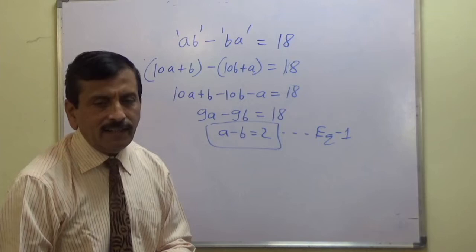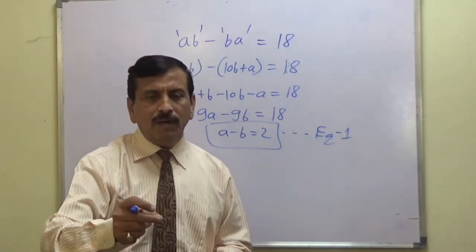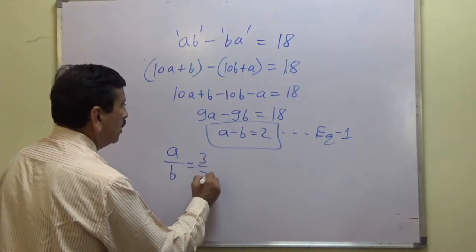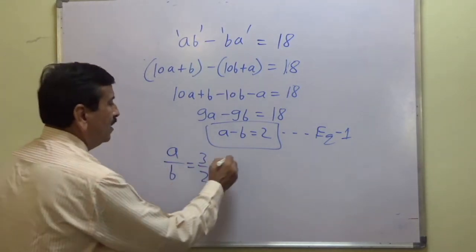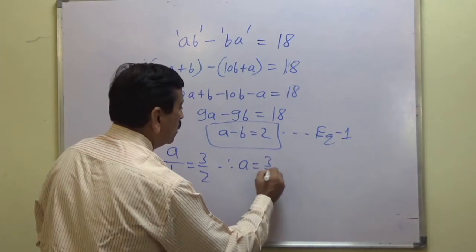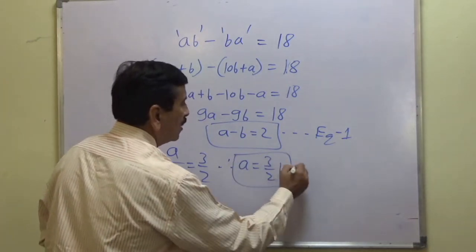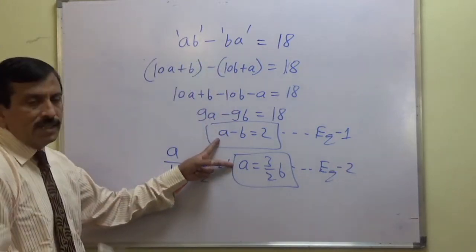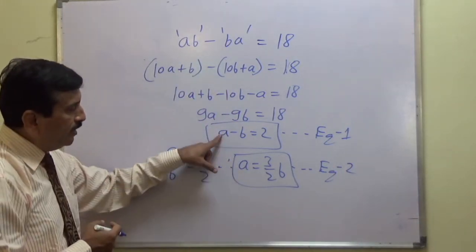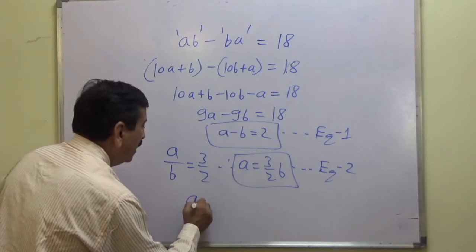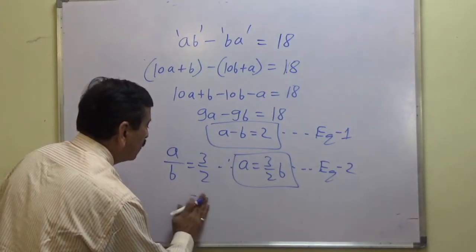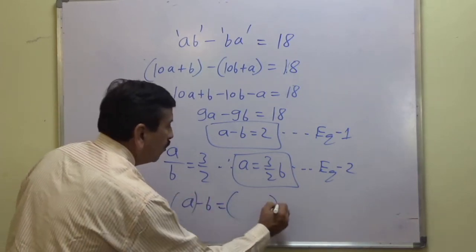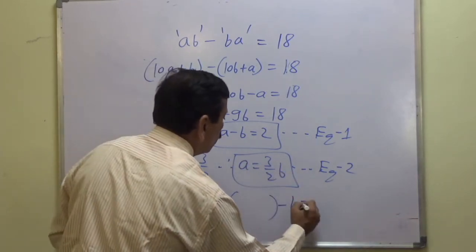Further it is given that the ratio between the digits of the number is 3 by 2. So a by b is equal to 3 by 2, and therefore a is equal to 3 by 2 b. This is equation 2. Solve these two equations simultaneously. We'll put the value of a in this. And what do I get? a minus b is equal to 2.